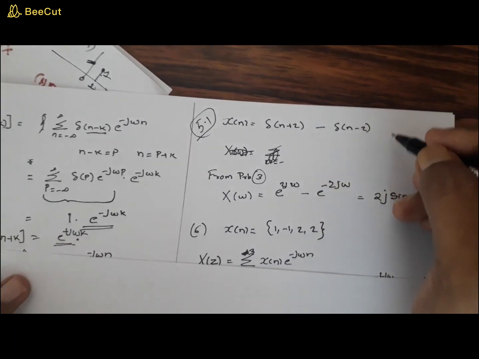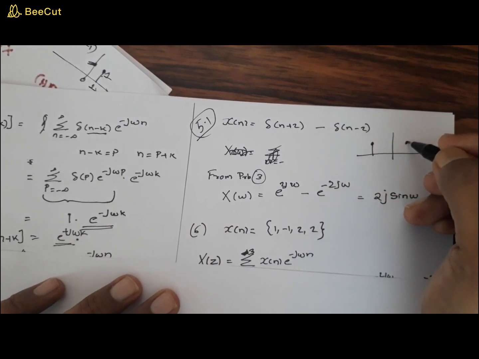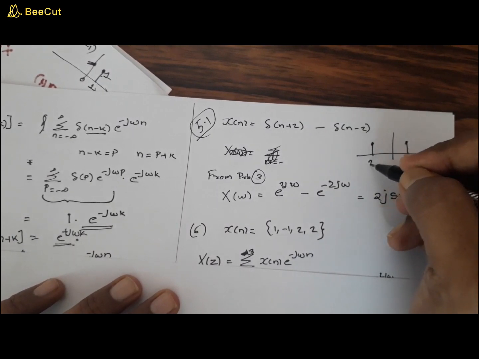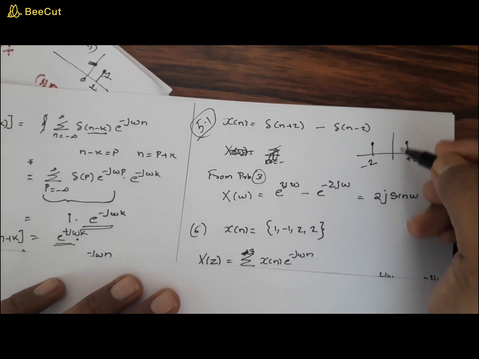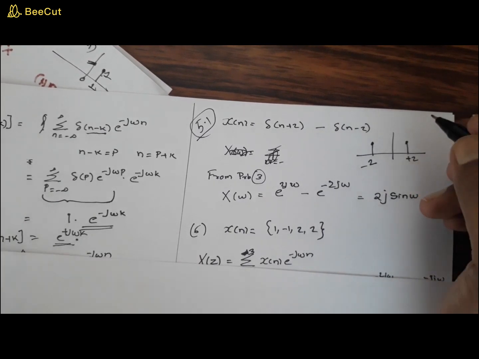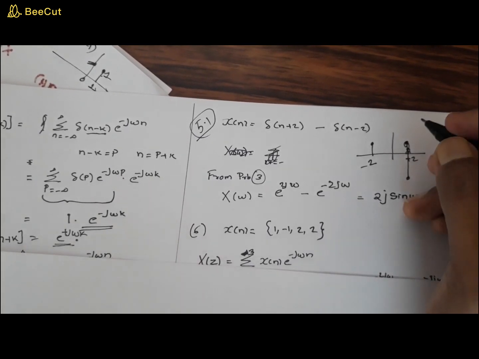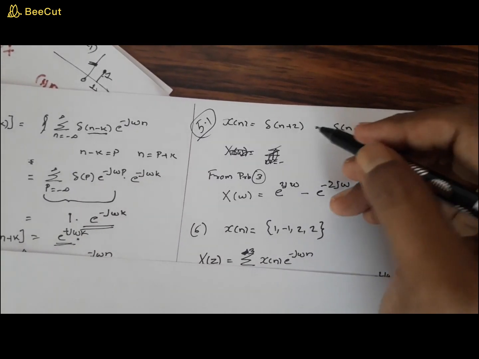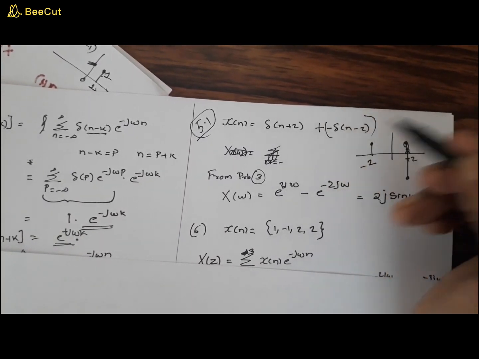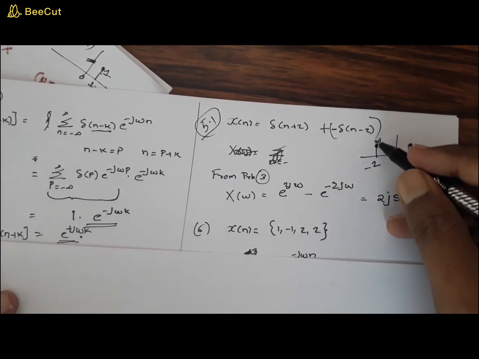That means what you are doing is finding the Fourier transform of such a signal. That is, this is minus 2 and plus 2: del of n plus 2 and del of n minus 2. So this must be del of n minus 2. This will be like this, right? So this is actually plus of minus, right? So this is 1, this is also 1, okay?